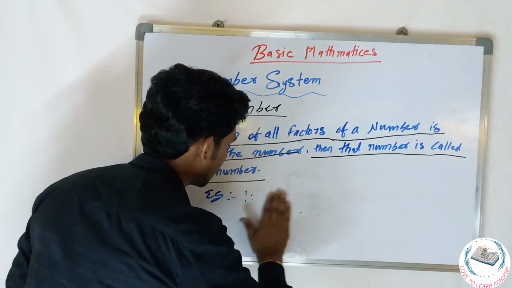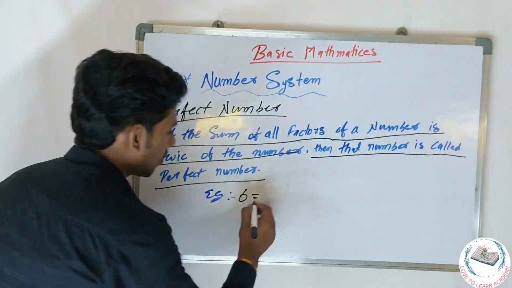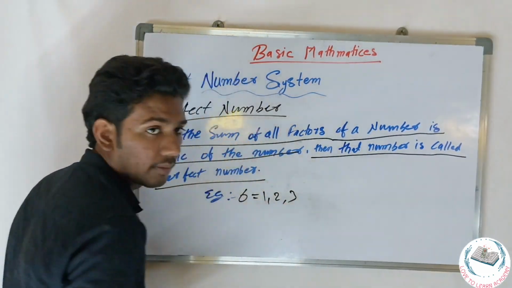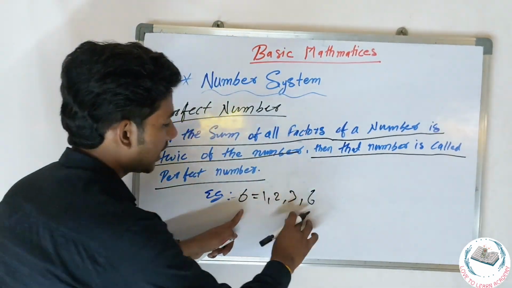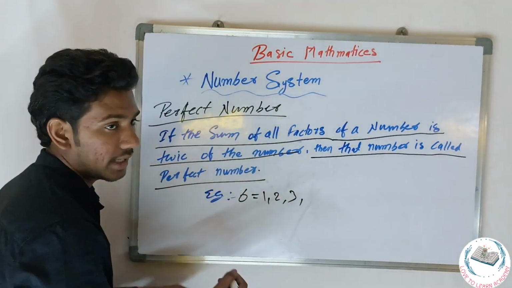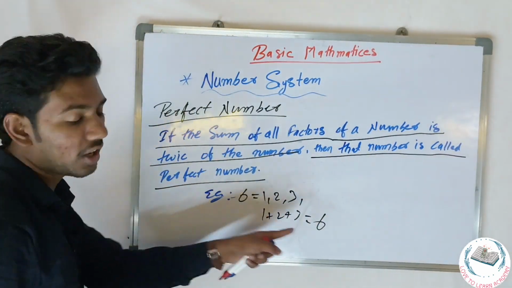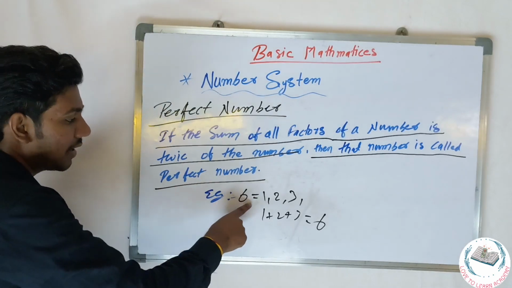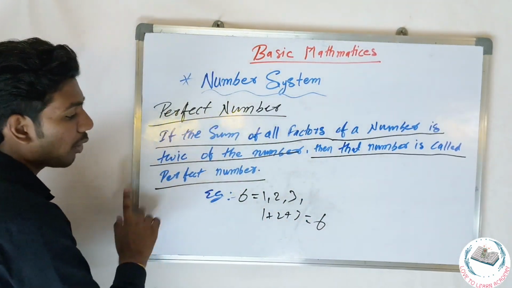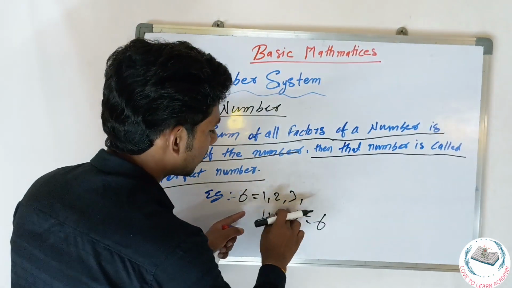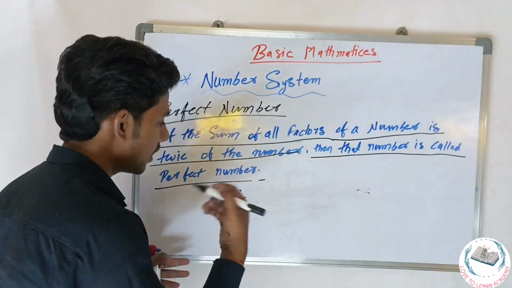So let's take example 6. The factors of 6 are 1, 2, 3 and 6, so you have to forget 6 because it's the same number. Now add it: 1 plus 2 plus 3 will be 6 only. So we got 6, the same as the given number, so it is a perfect number. When we add these factors and we get 6, it is our perfect number. Like this only, I can take another example.